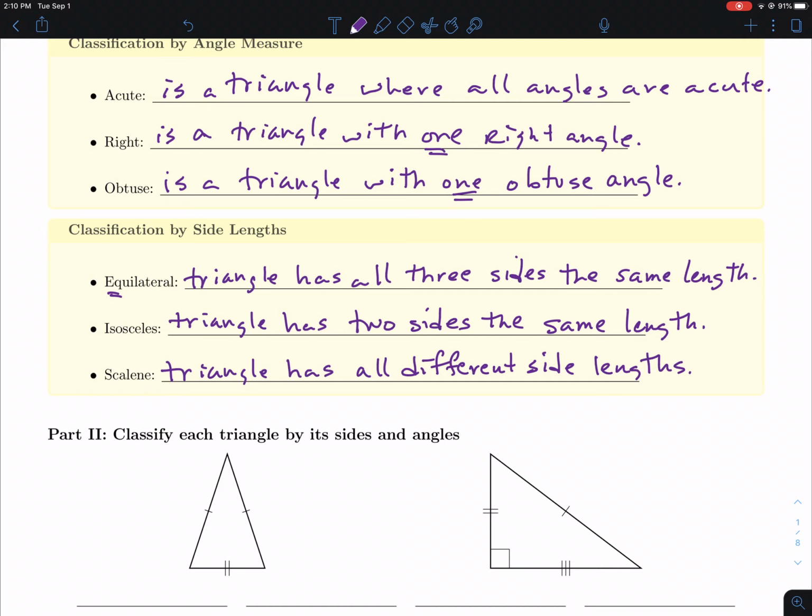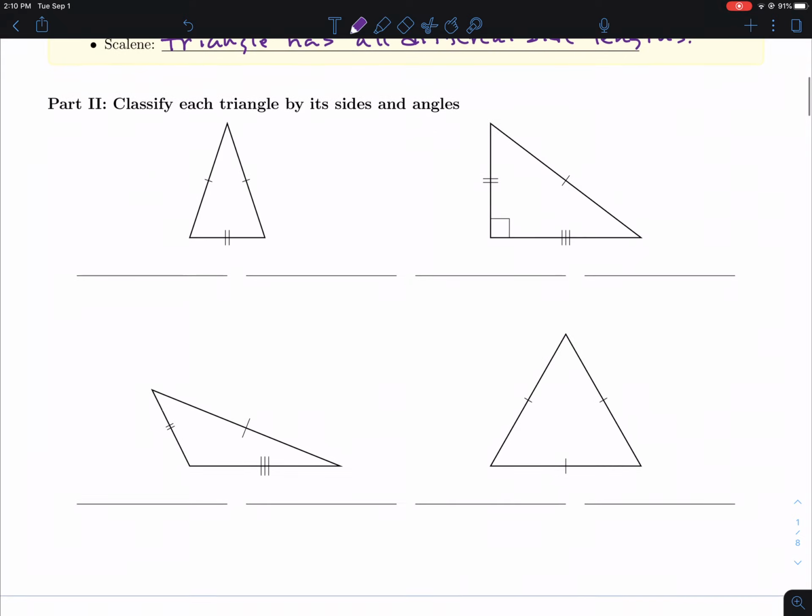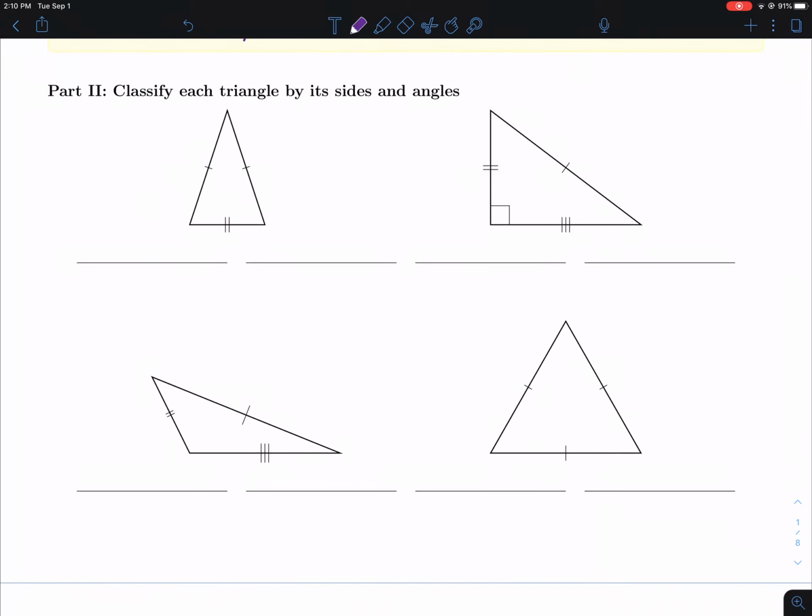All right, perfect. So using the information from above, what we want to do is identify each of these triangles by both names. So again, we want to use right, scalene, isosceles, obtuse, whatever it happens to be. We want to put both of them together.